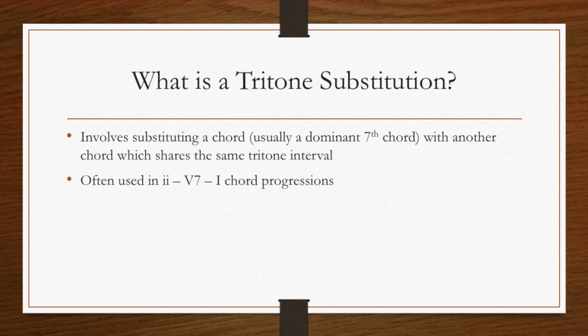So a tritone substitution is essentially where we replace a 5-7 chord within a chord progression with another dominant chord which shares the same tritone interval as that 5-7 chord. And it's most used in chord progressions of a 2, 5, 7, 1.